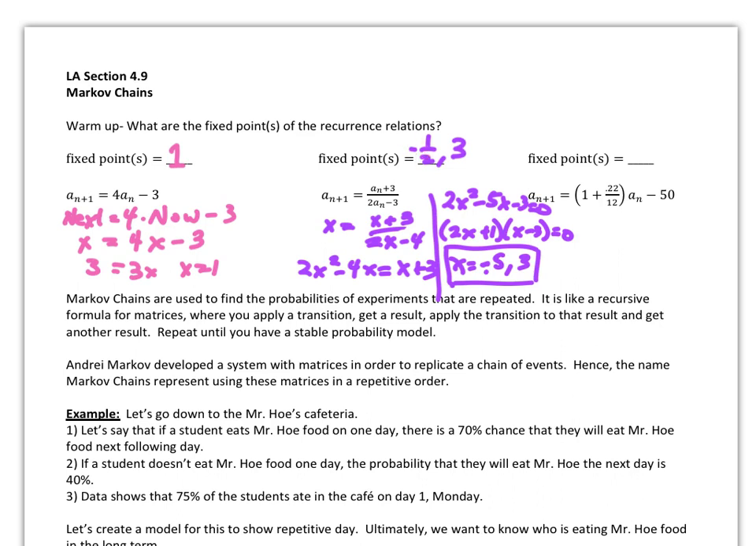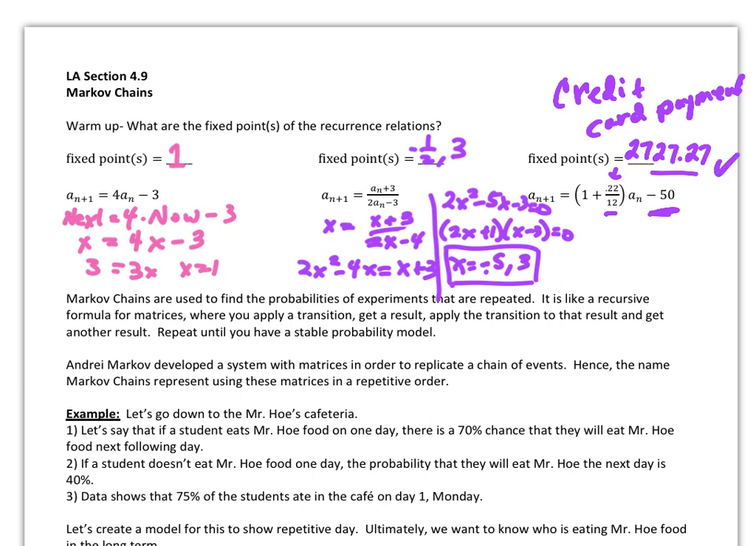Okay, the last one deals with a credit card payment, so you can figure out that one too. What this one means is that I have a credit card that charges 22% annual interest. If, for instance, I buy a TV that's 27.27, and then they tell me, oh, you only have to pay off the minimum $50 every month, my fixed point is going to be this. So that means every month, if I'm only paying off this $50, I'm going to get this bill right here, and the bank will own me forever. Stay away from that.